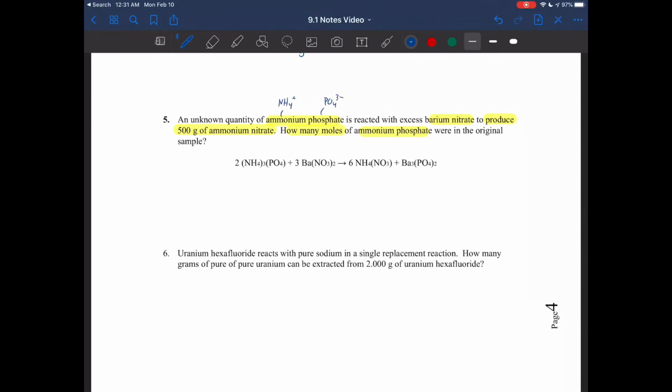Now, all these names are polyatomic ions. So ammonium is NH4 plus, phosphate is PO4, nitrate is NO3 minus, just looking out for stuff here. We are given 500 grams of ammonium nitrate, so 500 grams NH4NO3, and we do need to convert that to moles before we continue solving this problem, which means finding the molar mass to get from grams to moles.